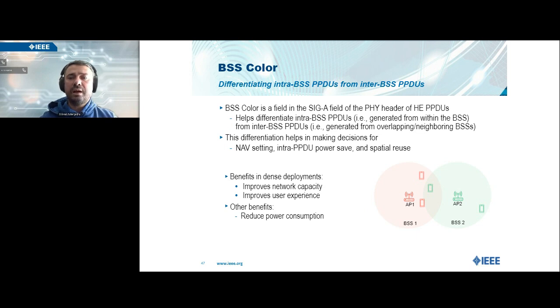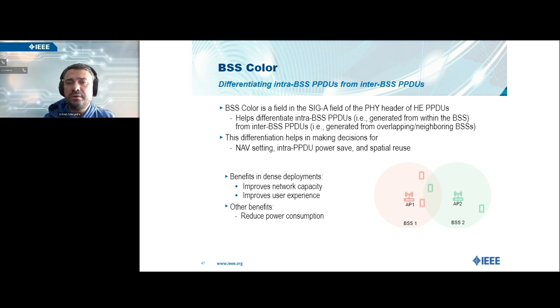So going to the channel access, starting with the BSS color. BSS color is essentially a field that was introduced in the CGA field of the PHY header of HE PPDUs. And the purpose of it is essentially to differentiate PPDUs that are generated by your BSS and PPDUs that are generated by other BSSs.